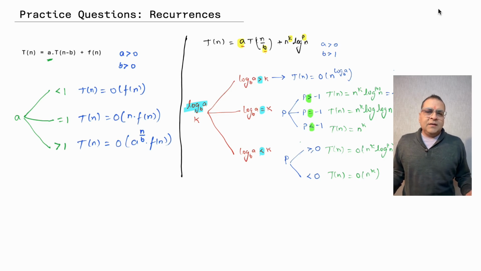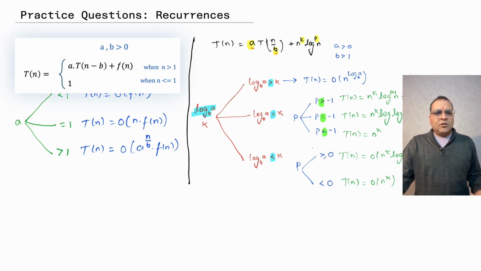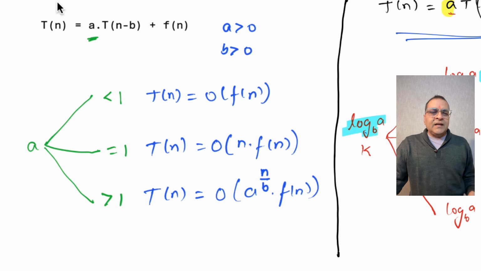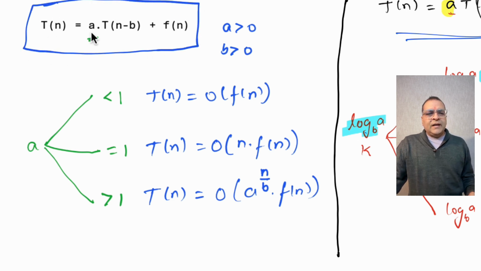So we have already seen the master theorem for both the cases. First case is when a constant is getting subtracted from n, and second case is when n is divided by a constant. So in both the cases, n is getting reduced. The general recurrence in the first case is T(n) = a T(n - b) + f(n), where f(n) is some function of n.